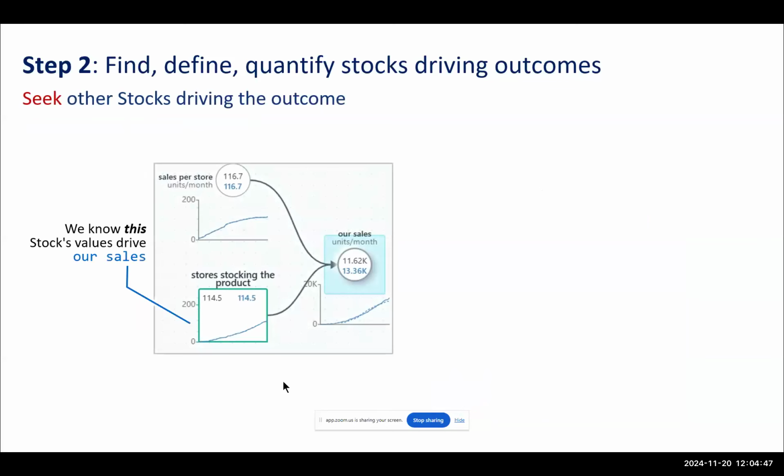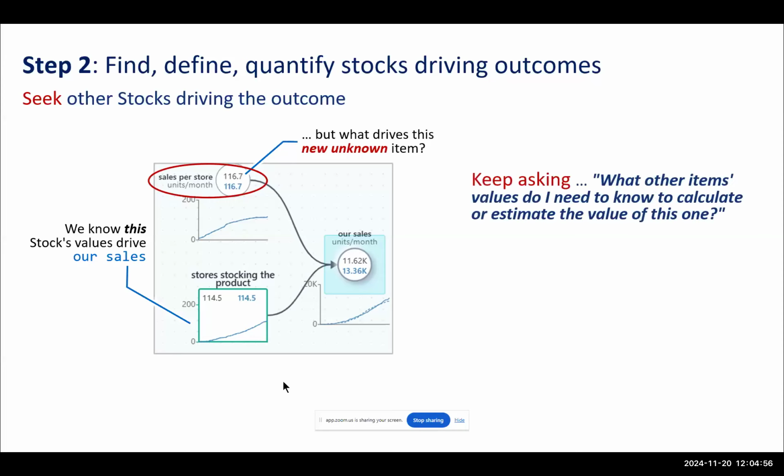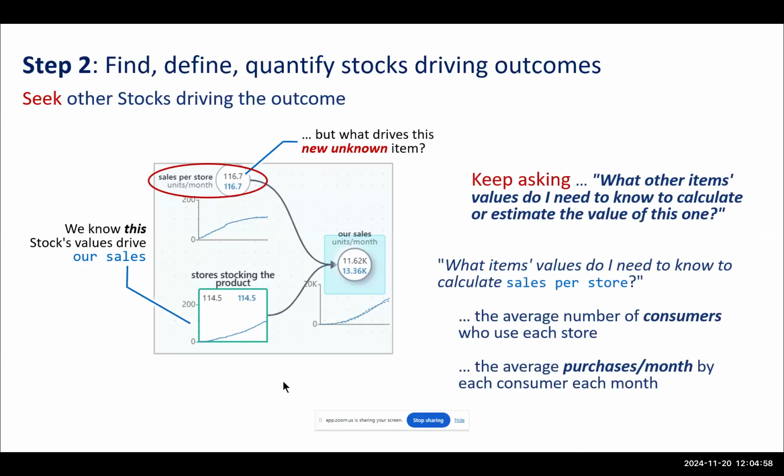So we know this stock's value, how that's driven sales. We've now got to know what drives that new unknown item. Keep asking that same question. What items' values do I need to know to calculate sales per store? Well, how much does a store sell? The amount it sells is how many consumers use the store and how much do they buy. Multiply those two numbers together, and you end up with that explanation. And consumers is another example of one of these things called a stock.